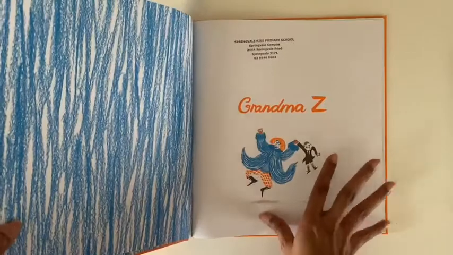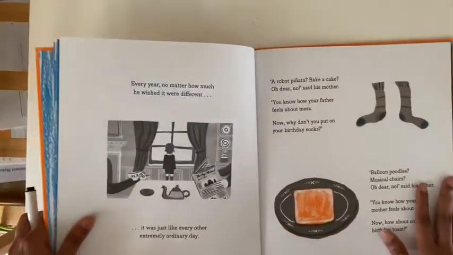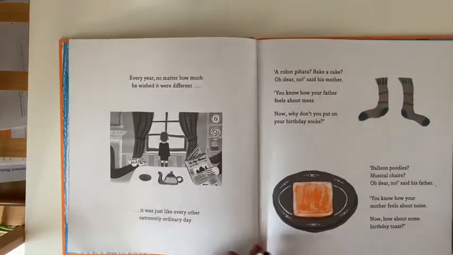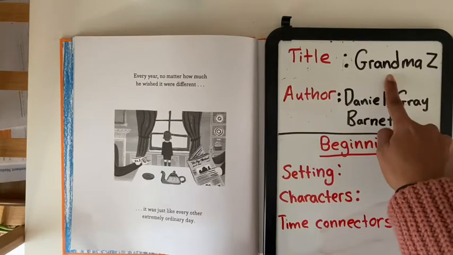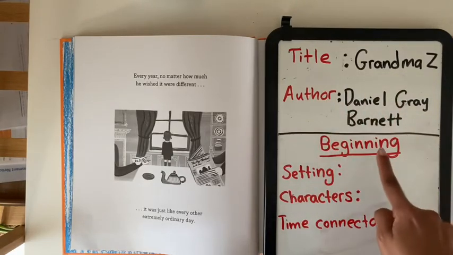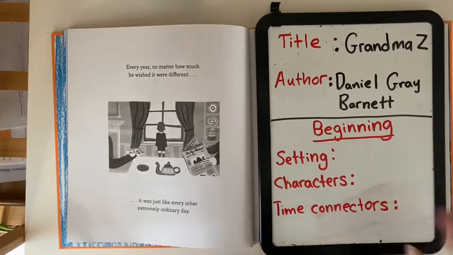Let's look at the beginning of the book. Where does the book start? Or what is the setting of the book? So I've got my handy whiteboard over here. I've written down the title. I know who the author is. Now I'm going to be looking at the beginning of the book.